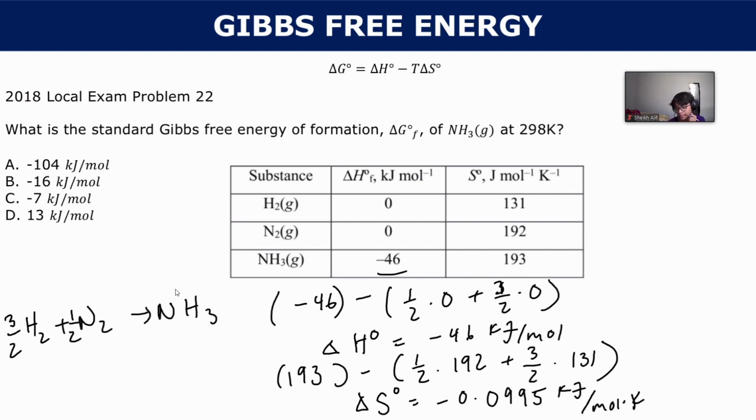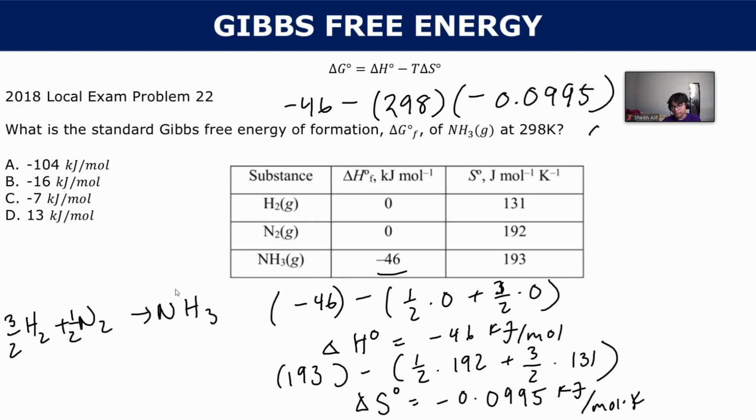If we're trying to find the standard Gibbs free energy of formation, we would take the enthalpy, which is minus 46, minus the temperature, 298, times the change in entropy, negative 0.0995. Once we do the calculation, that's going to be about negative 16 kilojoules per mole. That is answer choice B, and that is the correct answer.